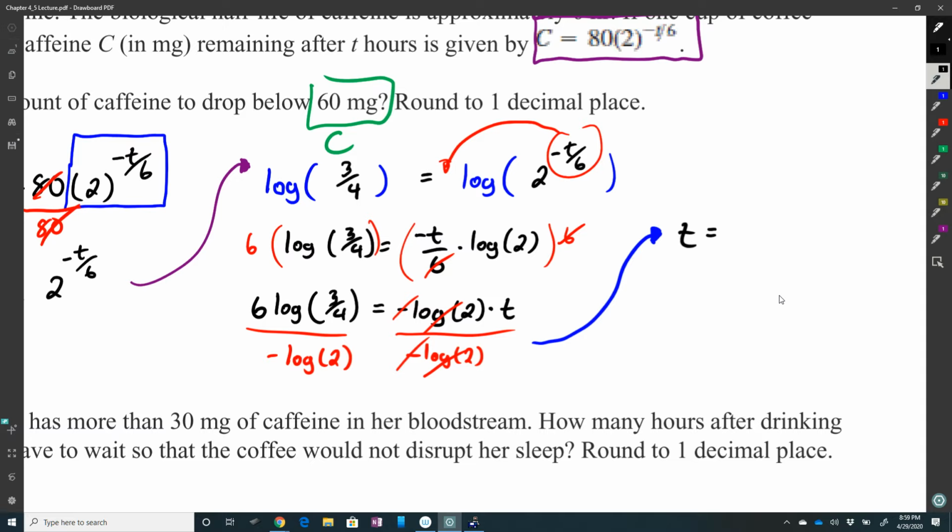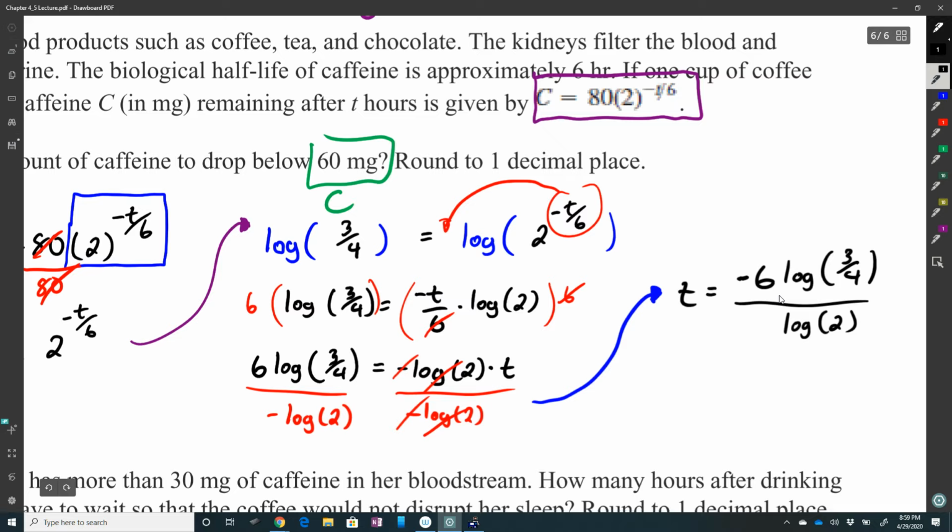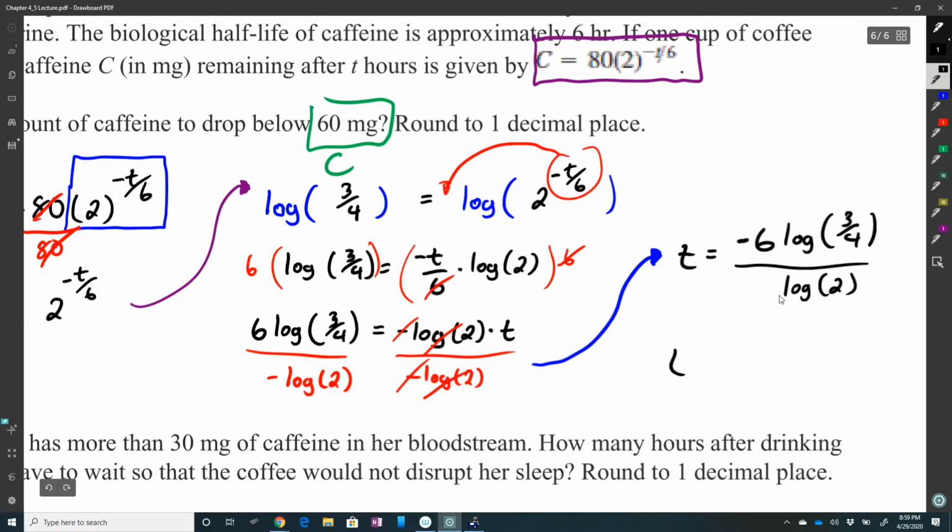So my final answer is t equals, it's bad manners to have the negative on the bottom, so I'm going to put the negative on top. Negative 6 log of 3/4 over log of 2. But you can't tell someone how long does it take for there to be this much caffeine? You can't say it takes negative 6 log 3/4 over log 2 hours. Instead, what you have to do is type it in your calculator and see what you get. Notice it says round to 1 decimal place.